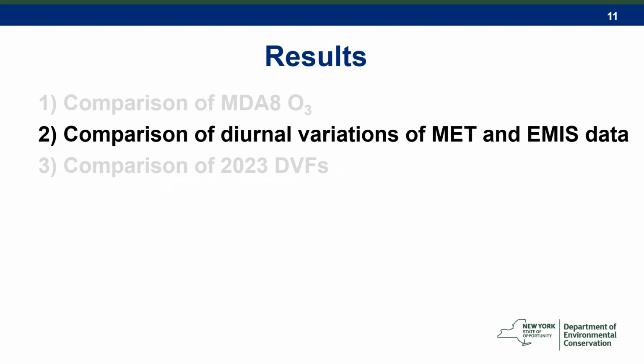Results Part 2. Comparison of diurnal variations of meteorological and emission data. We just demonstrated that 4 km CMAQ did a pretty good job in simulating ozone over coastal monitoring sites. In this part, we'd like to explore the reasons by comparing the meteorological and emission data between the 12 km and 4 km platforms over 6 Connecticut monitoring sites.